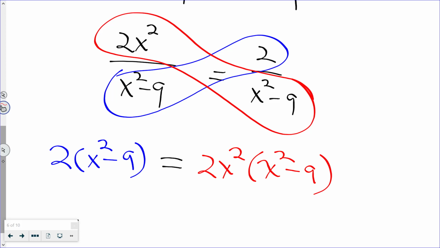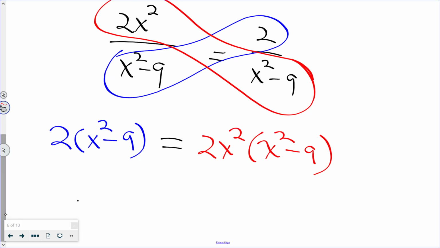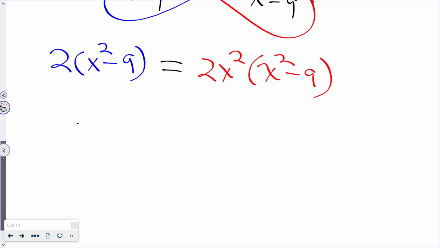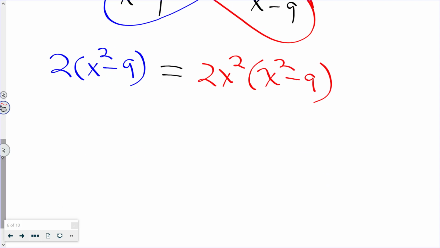At this stage, you could distribute to get rid of the parentheses, or what? Is there something else we could do? Divide by 2. We could divide by 2. Sure. What else? That's correct. We could divide by 2. What else could we divide by? Not x squared only. x squared minus 9. We could divide by x squared minus 9.